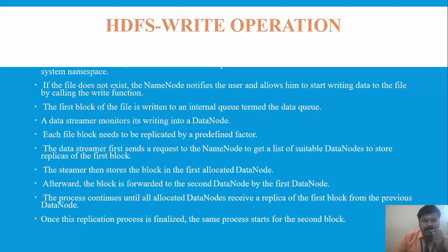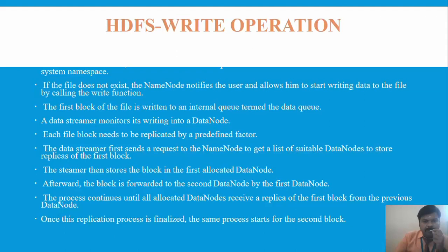Then we go for a write operation. In the write operation, if the file does not exist, the name node notifies the user and allows him to start writing data to the file by calling the write operation. The first block of the file is written to an internal queue termed the data queue. The data streamer monitors its writing into a data node.